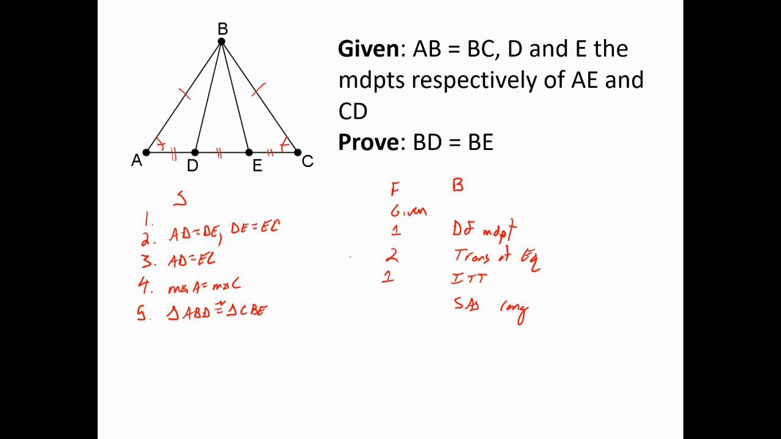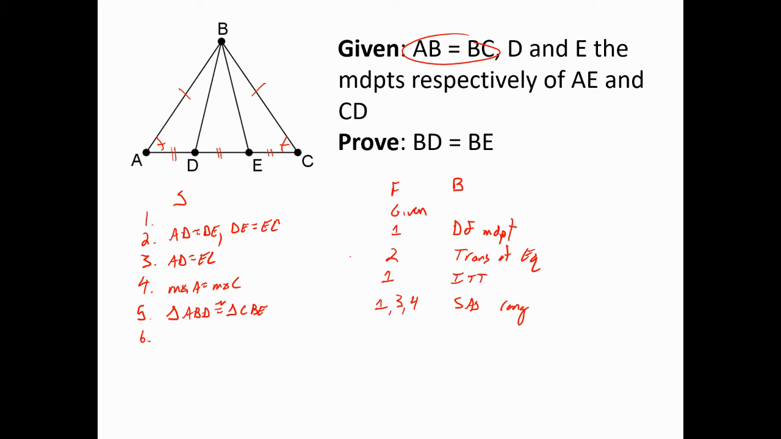That's the SAS pattern. Two sides equal to two sides. The included angles equal, so SAS. And let's see, where is the information to use SAS? Well, part of it's in line number 1. That is the AB equals BC. That was in the given. We also needed the AD equal EC, which is in line number 3. And we also needed the pair of included equal angles, which is in line number 4.